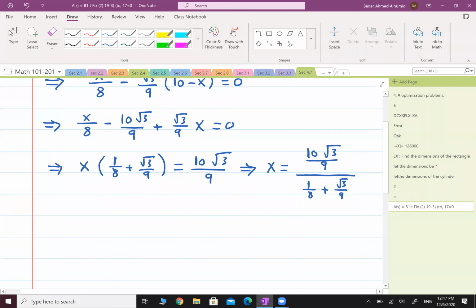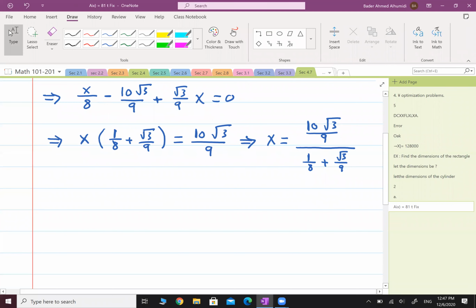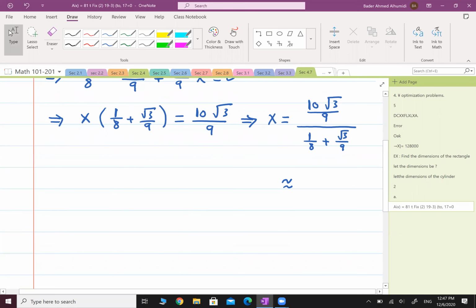Can anybody calculate this for us by a calculator? I mean, approximately this is equal to what? 10 radical 3 over 9, all divided by 1 over 8 plus radical 3 over 9. I hope two of you can do it, and someone confirm the solution of the second one.